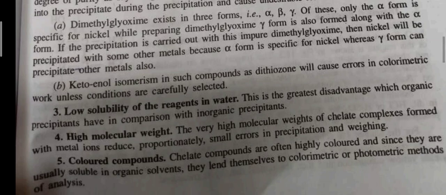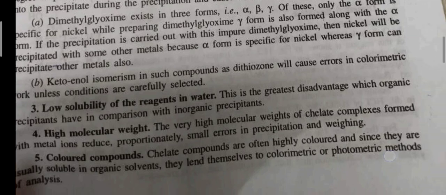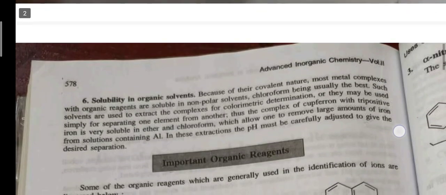High molecular weight. The very high molecular weight of chelate complexes formed with metal ions reduces proportionally some small errors in precipitation and weighing. Colored compounds. Chelate compounds are often highly colored and since they are usually soluble in organic solvents, they lend themselves to colorimetric or photometric methods of analysis.